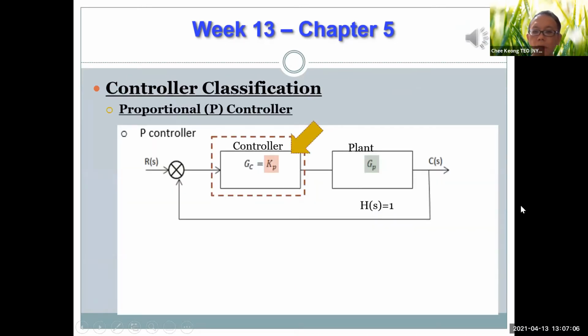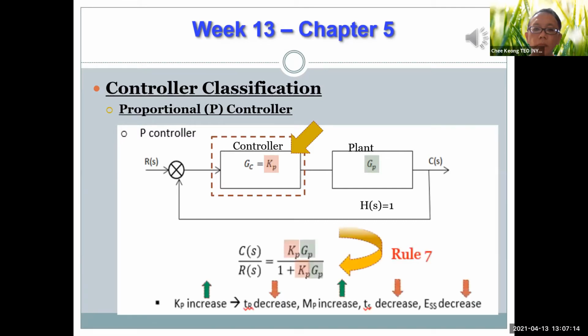Let's now take a closer look at the P controller equation. Gc will contain Kp only because the I and D controllers are not used. Using Rule 7 for negative feedback in block diagram manipulation, the C(s) over R(s) transfer function can be simplified to KpGp over 1 plus KpGp. Notice for a P controller, as Kp increases, the peak time, settling time and steady state error decrease, whereas the maximum peak increases. Now, this is roughly where we start off, with a P controller.